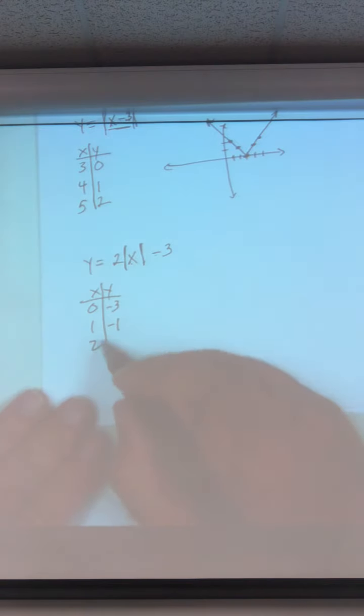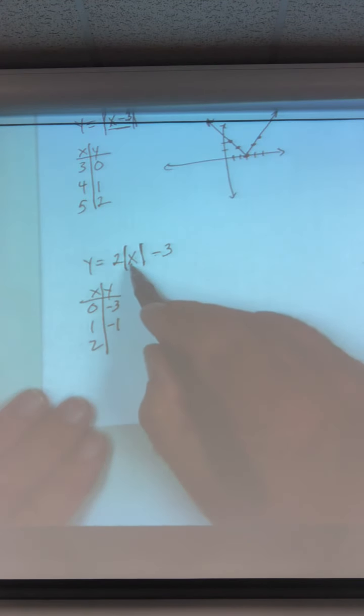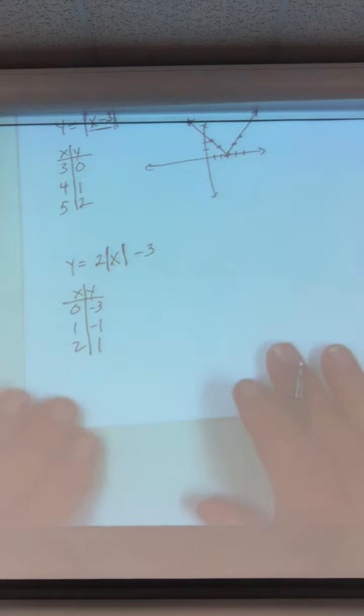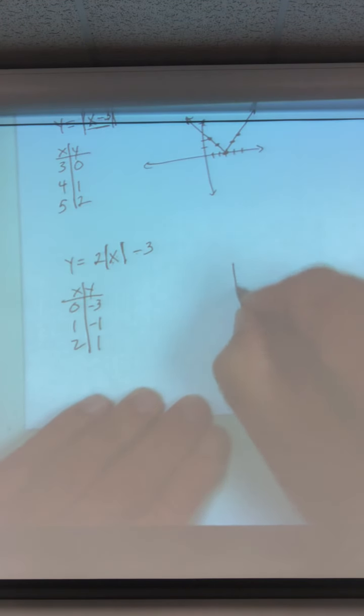Now let's put in 2. What's the absolute value of 2? It's 2. 2 times 2 is 4. 4 minus 3 would be 1. Okay, so let's draw this graph.